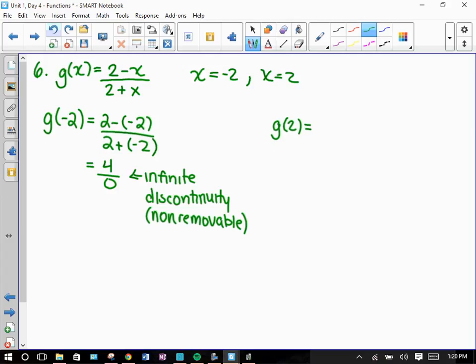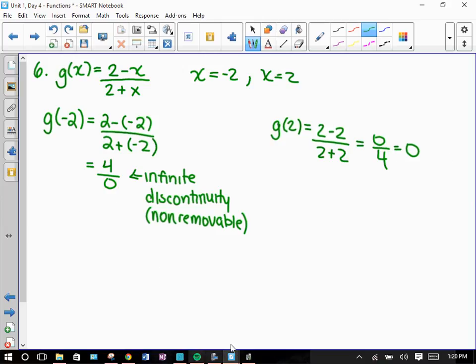That's going to be equal to 2 minus 2 over 2 plus 2, which is equal to 0 over 4, which is equal to 0. So g of 2 equals 0. Okay, so that's good. Now, can't jump the gun here, but that's good. Now we just need to check to see if the limit exists, and if it does, does it equal 0?